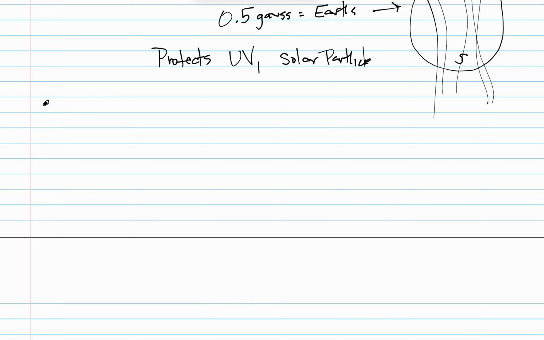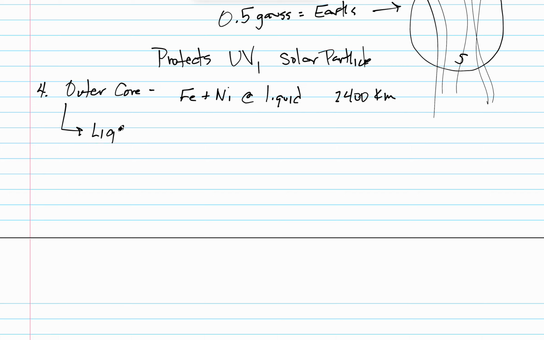So number 4 in our layers of our structure, we're going to have the outer core. And the outer core is different than the inner core. The outer core is iron plus nickel compositionally, and it is totally liquid. So we're going to say iron plus nickel as liquid. It's 2,400 kilometers across. It's a huge body of moving liquid, and we know that the liquid is moving because of our magnetic field.